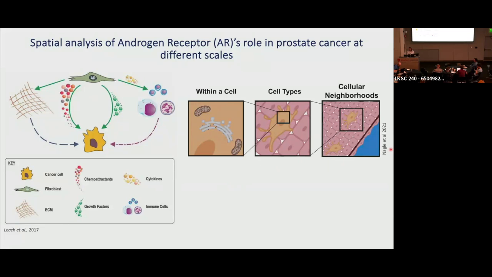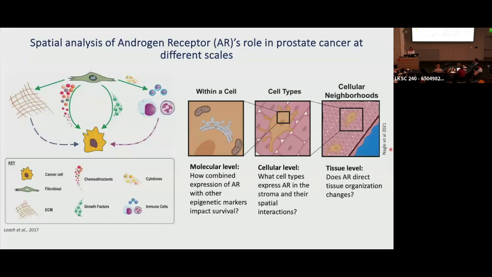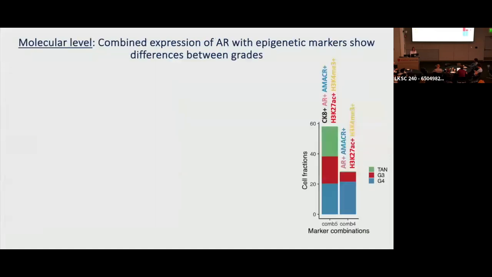So our hypothesis is that spatial analysis of AR-positive stromal cells will help us understand the disease better. That's why we investigated prostate cancer progression with the following questions. At the cellular level, which stromal cell types express AR, and what are their spatial interactions? How do AR-positive non-immune stromal cells drive disease progression? And specifically at the molecular level, how does combined expression of AR with other epigenetic markers impact survival?